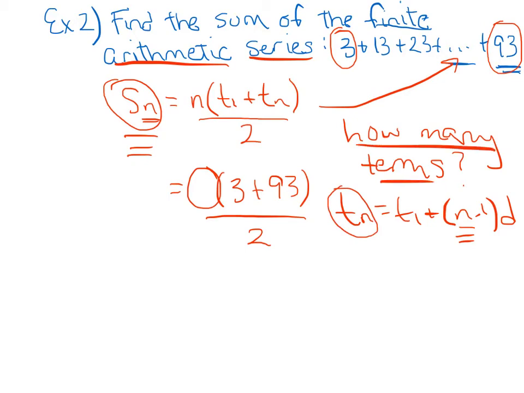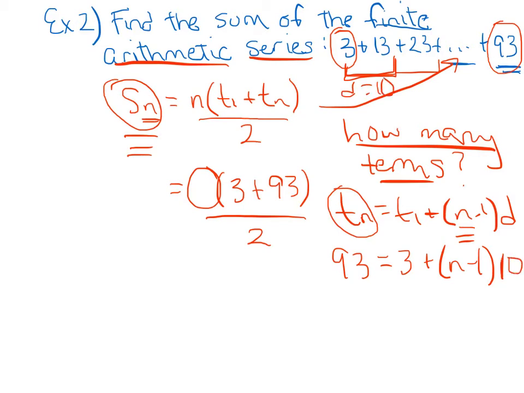So let's fill in what we know. I do know the nth term is 93. I do know my first term is 3. I don't know n, that's what we're going to solve for, but I do know d. I haven't actually listed that yet, but if we go back up to our sequence here, I'm increasing by 10 each time, so my d is 10. So down here in my formula, I'm going to fill in 10.